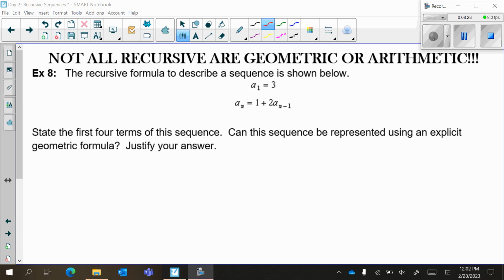Okay, so what is important is that not all recursive formulas represent geometric or arithmetic sequences. So here we have that our first term is 3. And then we have a pattern.